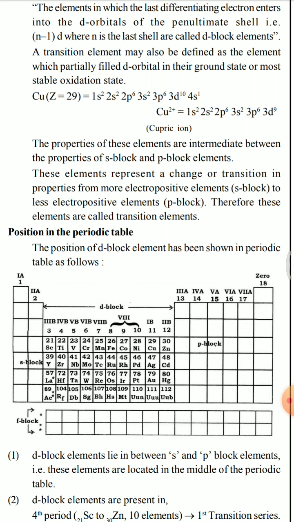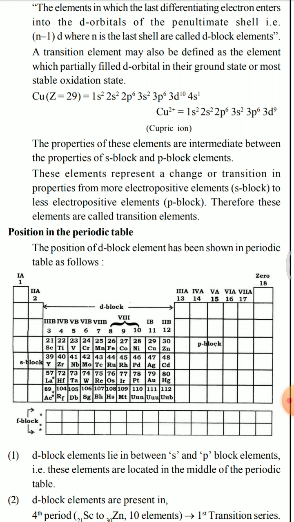So the transition elements can also be defined as the elements which contain partially filled d orbitals in their ground state or in their most common oxidation states. That is, they contain partially filled d orbitals either in the atomic state or in the ionic state. But there are some exceptions for this. These are group 11 elements, that is copper, silver and gold.